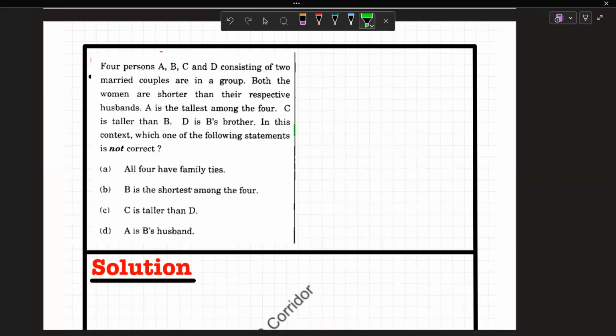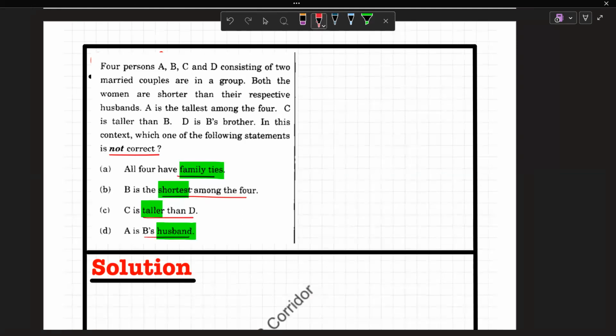Go to the question first. What is the question here? The demand is, in this context, which one of the following statements is not correct? All four are family ties. B is the shortest among the four. C is taller than D. A is B's husband. That means the question is about family ties, shortest, taller, husband.